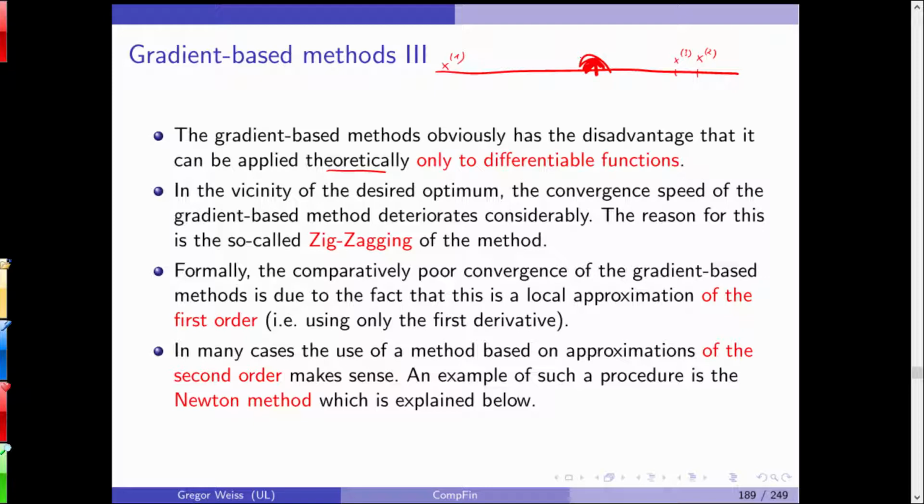Now, formally, this comparatively poor convergence near the optimum is simply due to the fact that this is a local approximation of the first order. What does this mean? Is everyone aware of Taylor's theorem? In German, Satz von Taylor. Who is not? Okay, everyone, yeah?